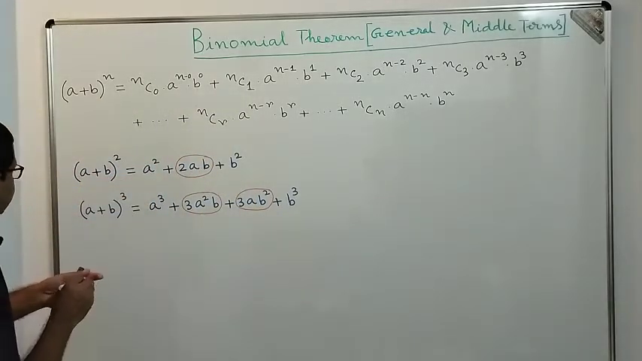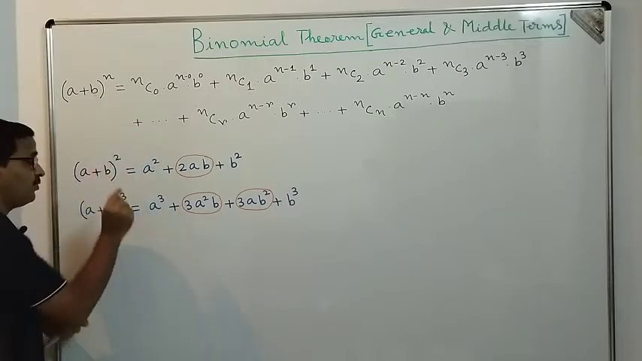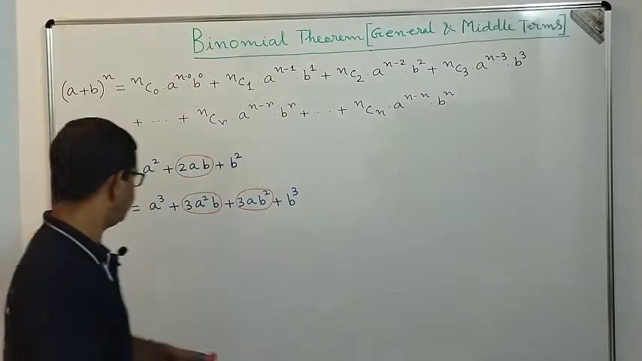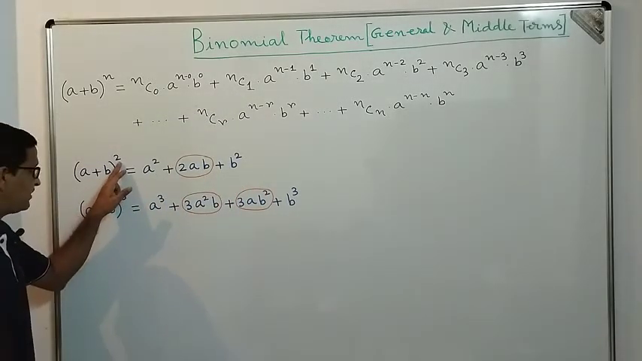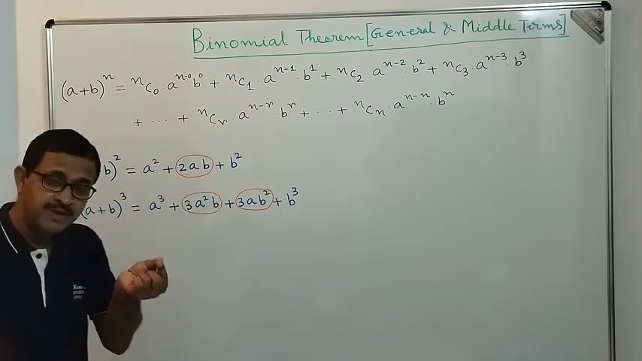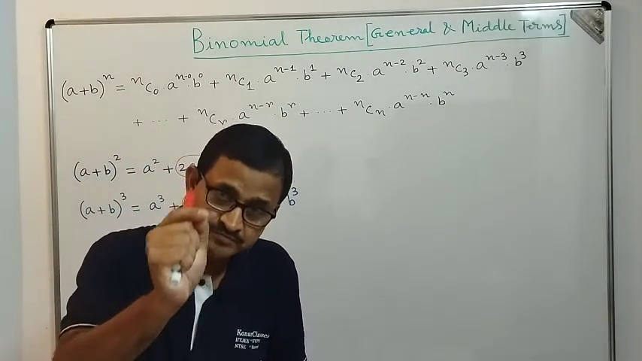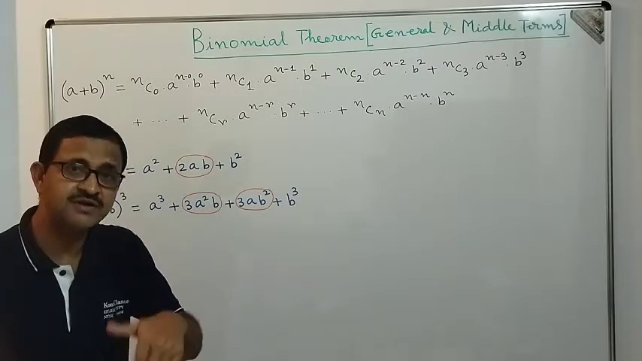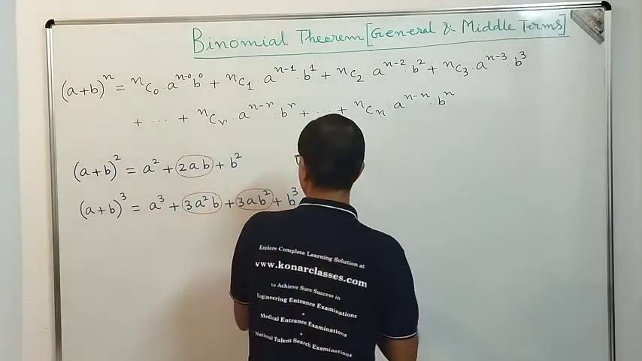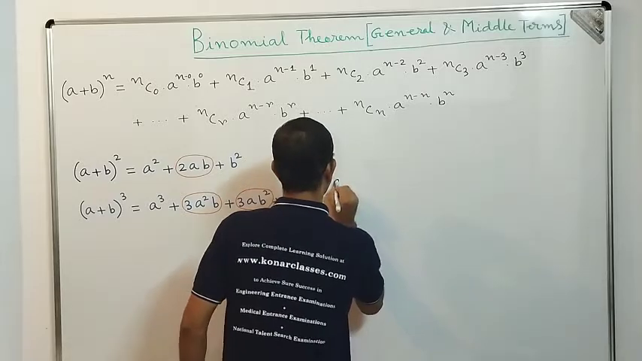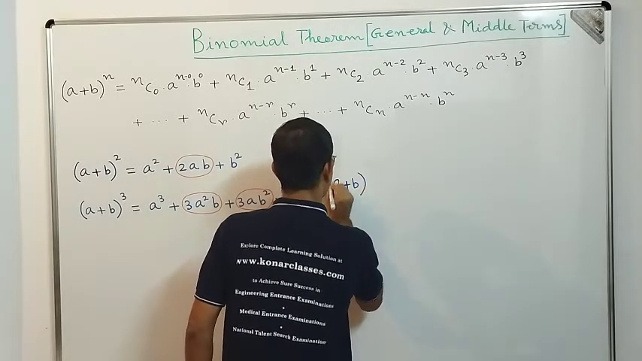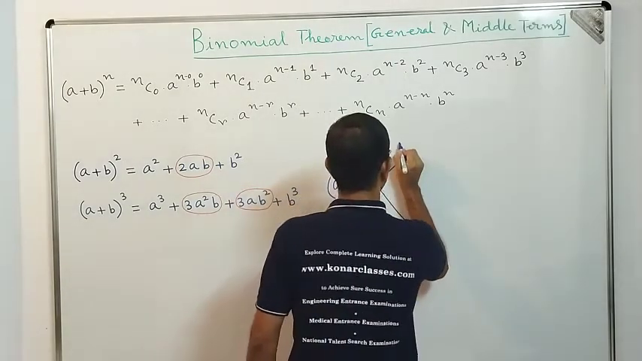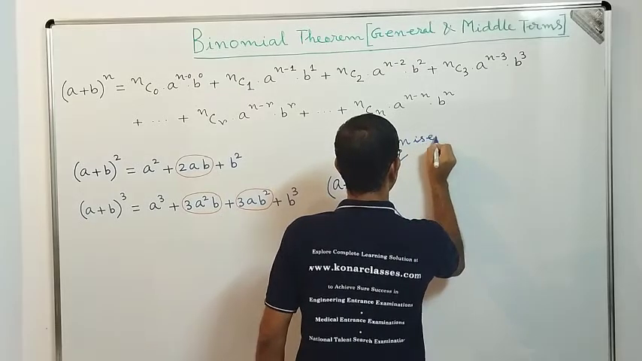So when we see (a + b)^n, when n is an even number, then there is only one middle term. For example, (a + b)^2, where 2 is an even number, has only one middle term. Now if n is an odd number, then there are 2 middle terms. Now how do we find those middle terms? Let's look into it. So first, let's see (a + b)^n when n is even.